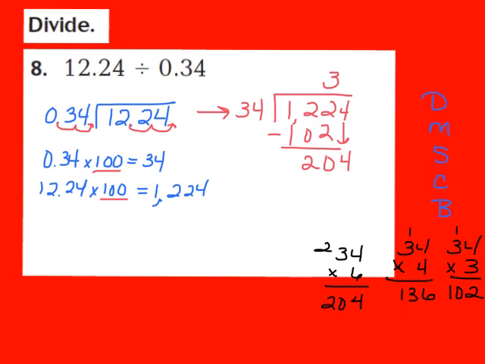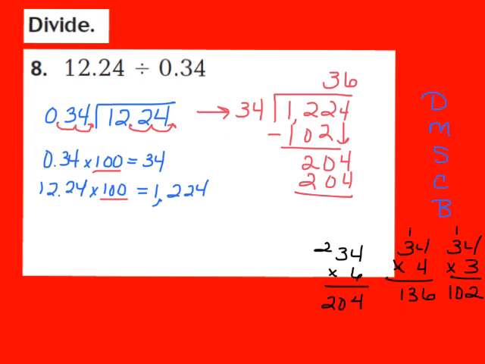So I'm going to come back to my division problem, and I'm going to go ahead and write my 6 up here above that 4 in the ones place. Now that takes care of the division. The next step says multiply. 6 times 34 I know is going to give me 204. So I'm going to go ahead and write down my 204.